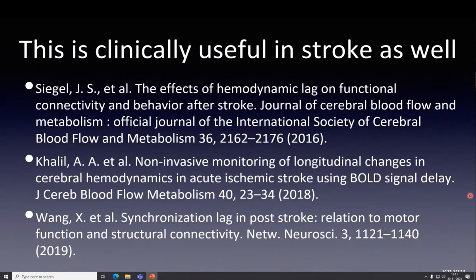And people use this clinically using just endogenous signals currently. The one I'm most familiar with is Ahmed Khalil, who's using this clinically at the Charité University Hospital in Berlin. They're making decisions as to whether people have ischemic or hemorrhagic strokes using a 2.5-minute resting state scan that's reconstructed on the scanner, and they can put delay maps up, and they can make decisions based on that.